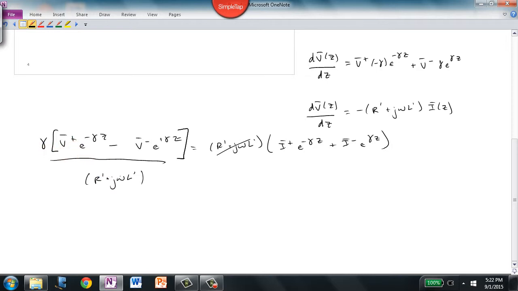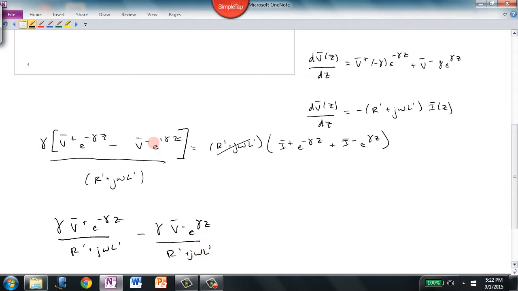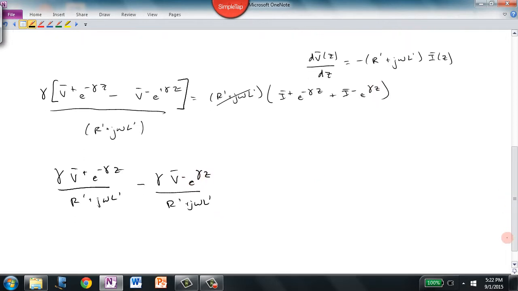So we see that we could rewrite this side as gamma v bar plus e to the minus gamma z over r prime plus j omega l prime, minus gamma times v bar minus e to the gamma z over r prime plus j omega l prime. All I've done is separate out the numerators of the left-hand side of the equation right there. And this has e to the minus gamma z, and this has e to the minus gamma z. This has e to the plus gamma z, and this has e to the plus gamma z. So what we can say is that I bar plus has to be equal to this portion right here.